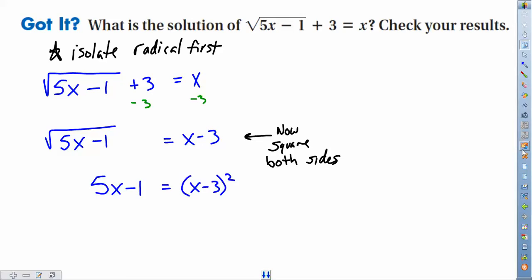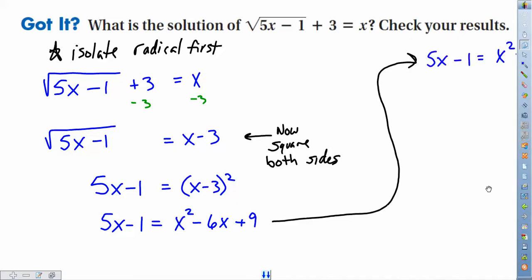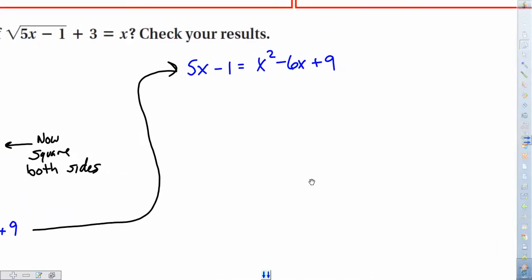Okay? So when we square both sides, remember squaring this guy over here would just undo the square root. So now we're left with 5x minus 1. Now I have to square x minus 3. So shouldn't that give us x squared minus 6x plus 9? Okay? Kind of running out of room here. So all I'm going to do right now is take this, 5x minus 1 equals x squared minus 6x plus 9, and move it over here. Okay, so it's identical.